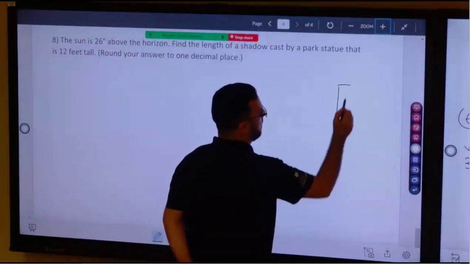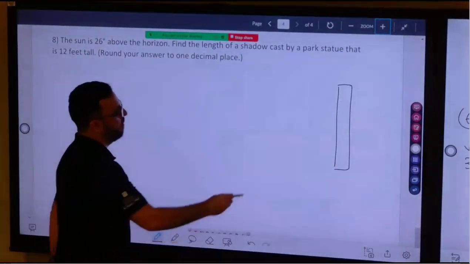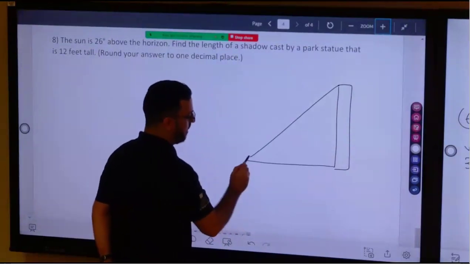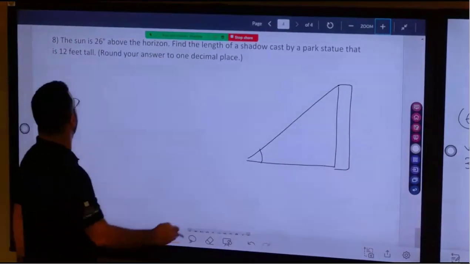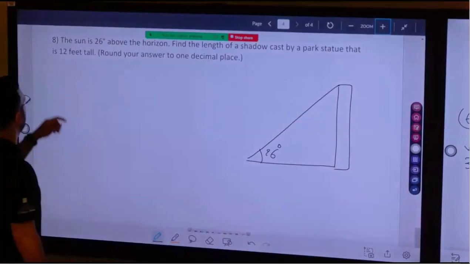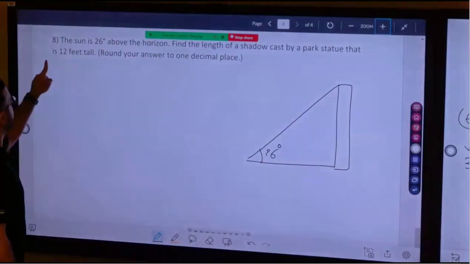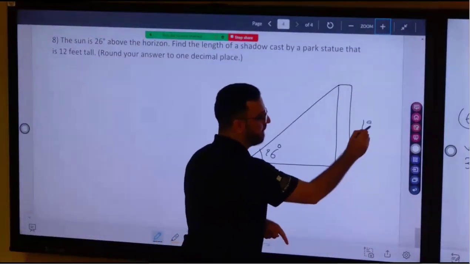Okay, where is the angle? At the bottom. Here is the angle. How much is the angle? 26 degrees. And they're telling you the statue is 12 feet tall. So here's the statue and here's 12 feet.